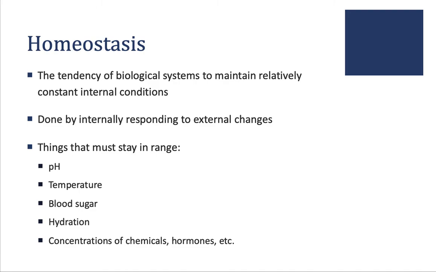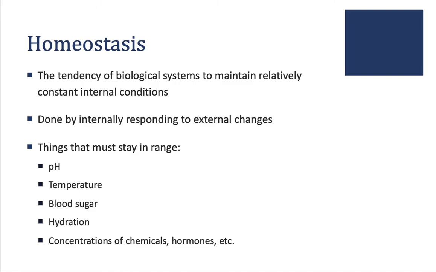This list is not an exhaustive list, but it does include some of the major ones. Things like pH, body temperature, blood sugar, blood oxygen levels, hydration, so our water levels, concentrations of different chemicals, hormones, elements, things like calcium, as well as even just something like toxicity, waste, right?